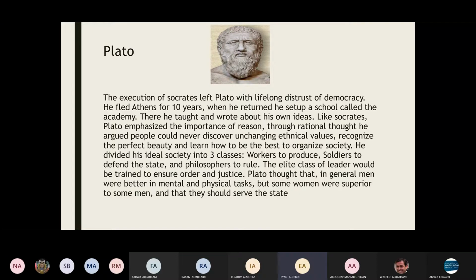He argued people could discover unchanging ethical values, recognize perfect beauty, and learn how to best organize society. He divided his ideal society into three classes: workers to produce, soldiers to defend the state, and philosophers to rule. The elite class of leaders would be trained to ensure order and justice. Plato thought that in general men were better in mental and physical tasks than women, but some women were superior to some men and should serve the state.